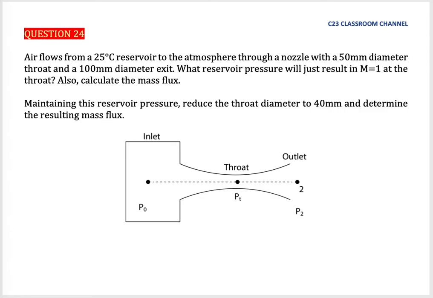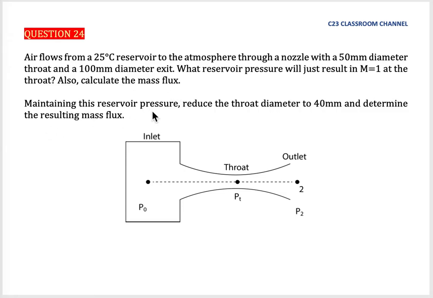Flow tutorial question number 24. Air flows from a 25 degrees Celsius reservoir to the atmosphere through a nozzle with a 50 millimeters diameter throat and a 100 millimeters diameter exit. What reservoir pressure will just result in Mach 1 at the throat? Also calculate the mass flux.